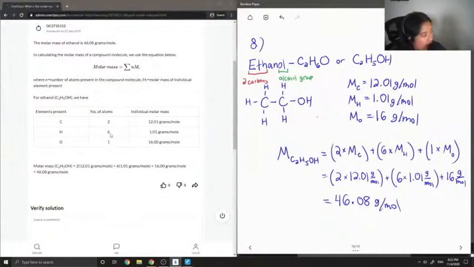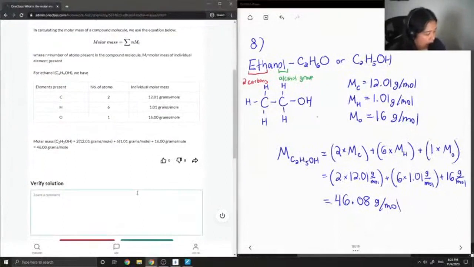So there's 2 carbons, 6 hydrogens, 1 oxygen. Then they also have the individual molar masses of each of the atoms. So 12.01, 1.01, and 16. Then they calculated molar mass and got the same value as me. This solution is correct.